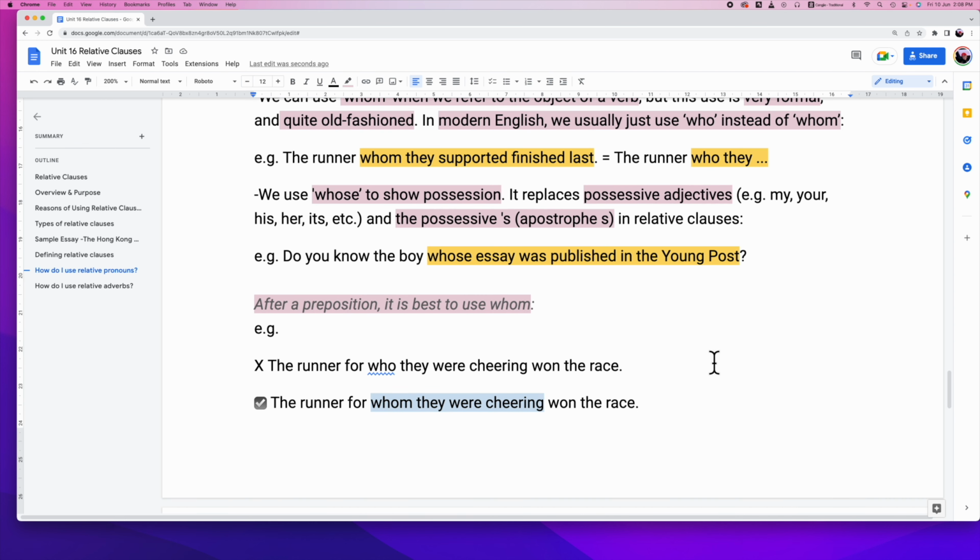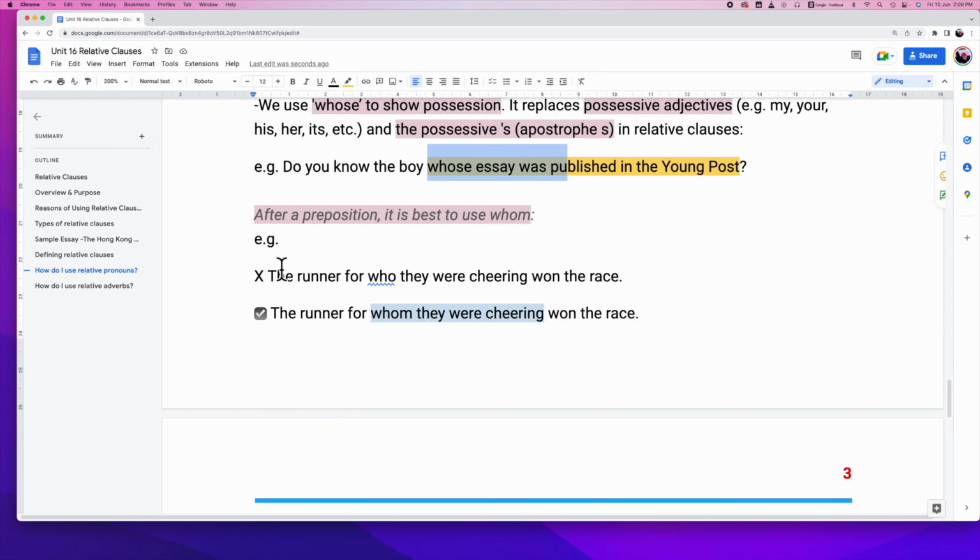Okay, then the next one, whose. Whose shows possession. Something belongs to that particular noun. It replaces possessive adjectives like my, your, his, her, its, or possessive apostrophe s in relative clauses. Do you know the boy whose essay was published in the Young Post? So, the essay belongs to the boy.